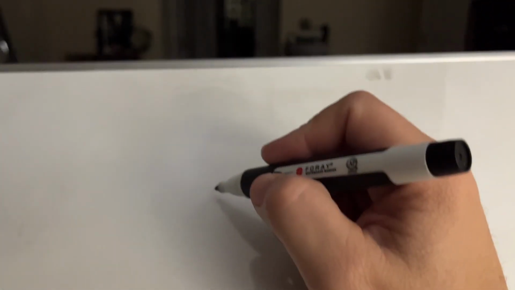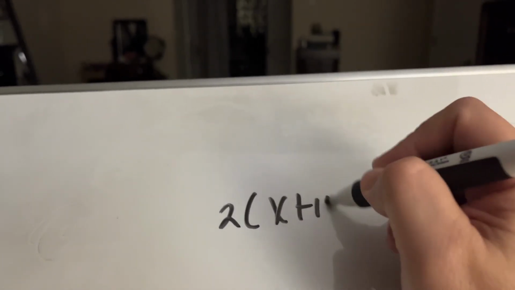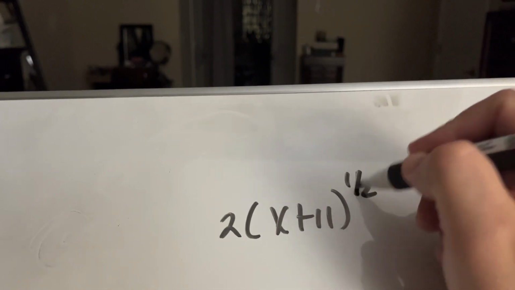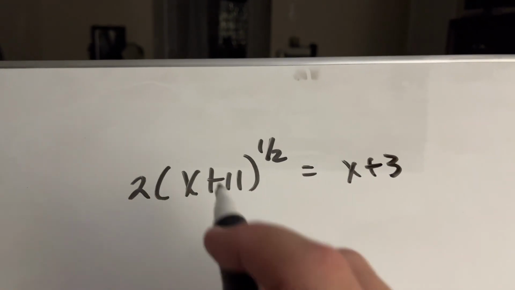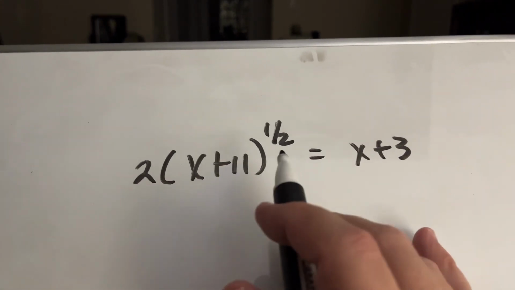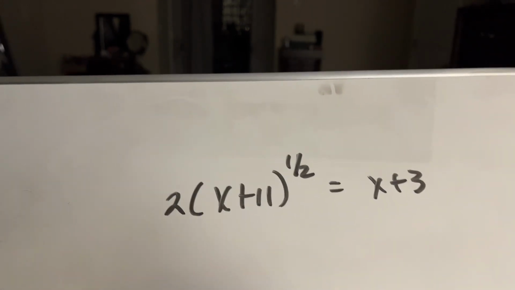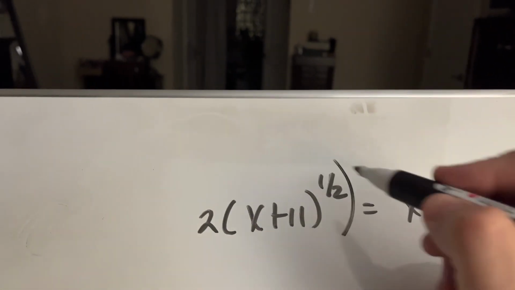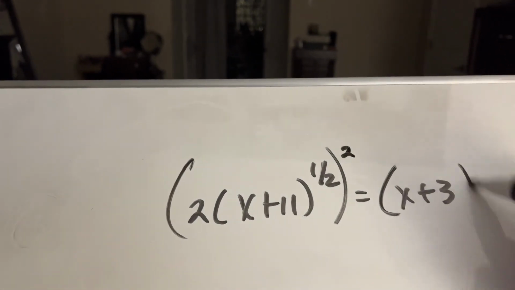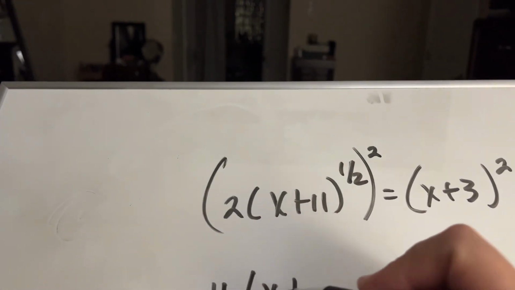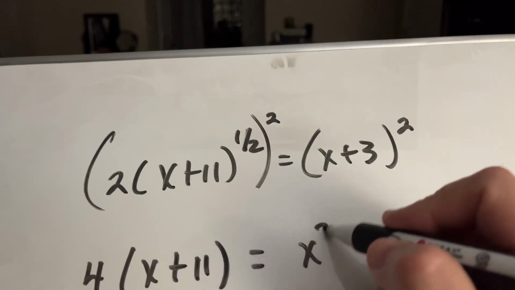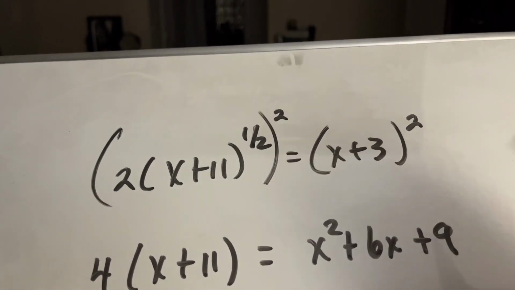Let's look at a little more difficult of a problem. There's another problem here. Let's say I have 2 times x plus 11 to the half power equals x plus 3. So what I want to do with something like this is because this is raised to the half power, I'm going to square both sides. So notice if I put all of this in parentheses and I square it, and I'm going to square that as well, this ends up being 4 times x plus 11 equals x squared plus 6x plus 9.